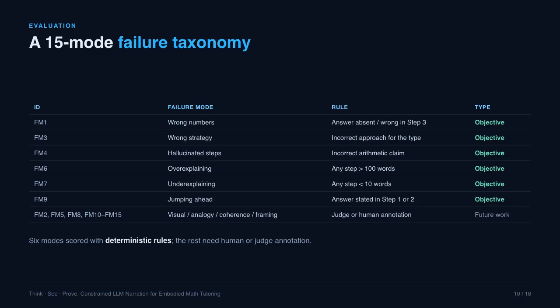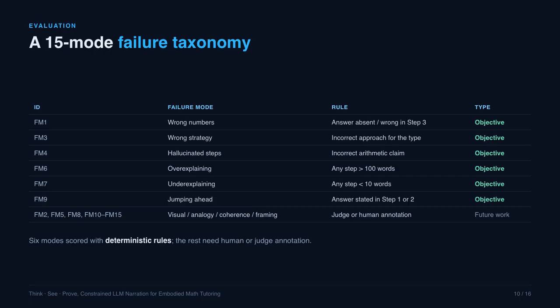To measure structure rigorously, we defined a taxonomy of 15 failure modes. 6 of them are objective, meaning they can be scored with deterministic rules and require no human judgment. Failure mode 1 is wrong numbers, the answer absent or incorrect in the proof step. Mode 3 is wrong strategy, an incorrect approach for the question type. Mode 4 is hallucinated steps, an incorrect explicit arithmetic claim. Mode 6 is over-explaining, any step exceeding 100 words. Mode 7 is under-explaining, any step under 10 words. And Mode 9 is jumping ahead, the final answer stated in step 1 or 2.